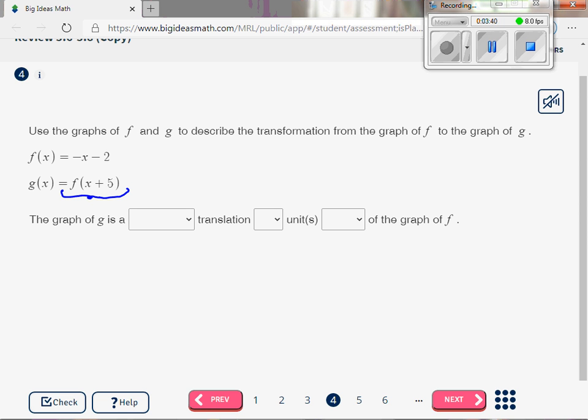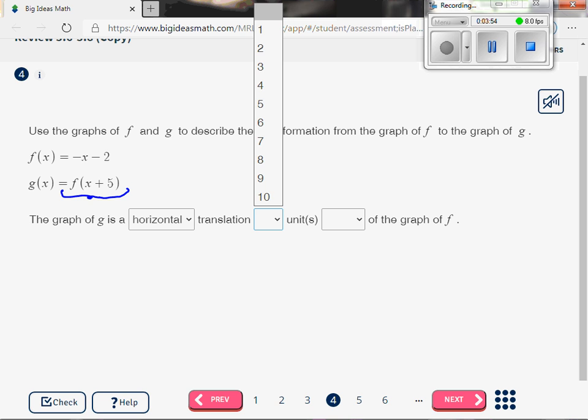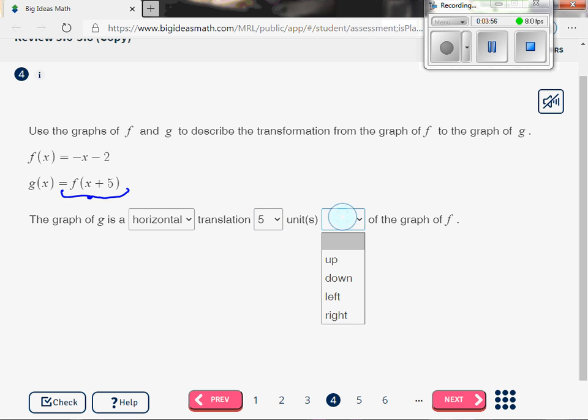Here, this time, the number is on the inside. So it's inside the parentheses, and it's moving left or right, which is going to be horizontal. Well, how far is it moving? 5 units to the left, because whenever we're inside parentheses, it's doing the opposite of what we think. So since it's plus, it might seem like we're moving to the right, but we're actually moving to the left.